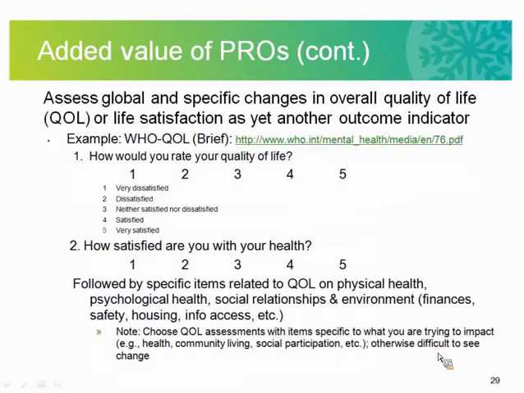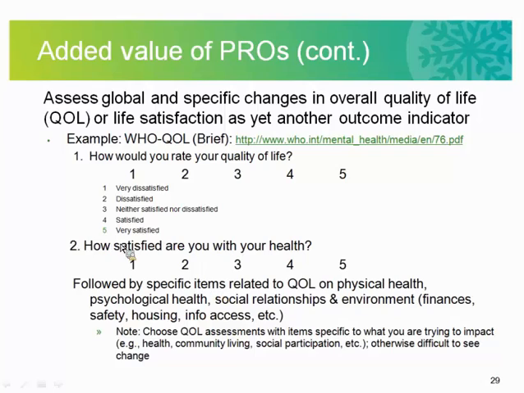And then finally, an added value of patient-reported outcomes is they allow you also to assess global and specific changes both in overall quality of life and in life satisfaction. As an example of this, here is the World Health Organization's WHO-QoL Brief Patient-Reported Assessment, which looks at, first of all, global quality of life and satisfaction, and then follows it with a specific set of items related to self-report on quality of life of physical health, psychological health, social relationships, and whether the person feels they have a supportive environment.